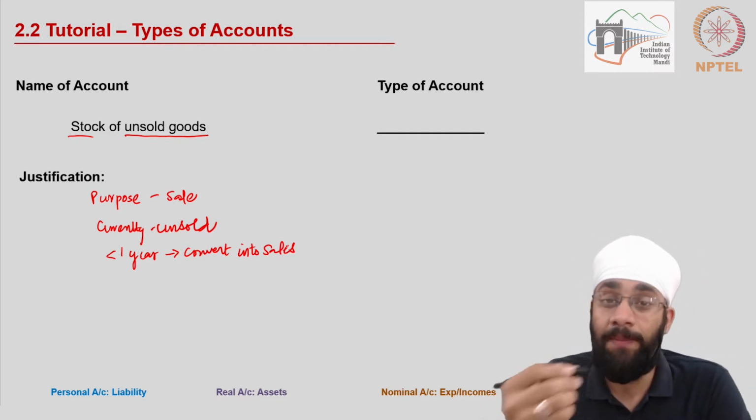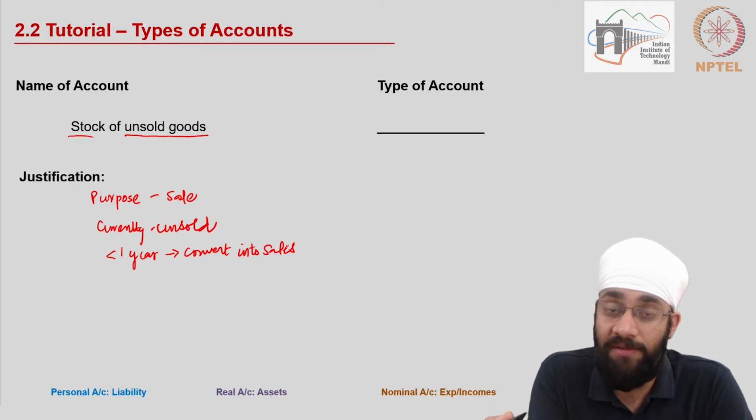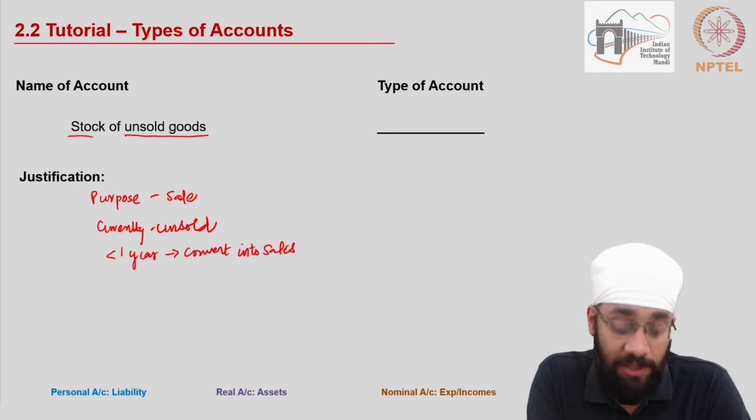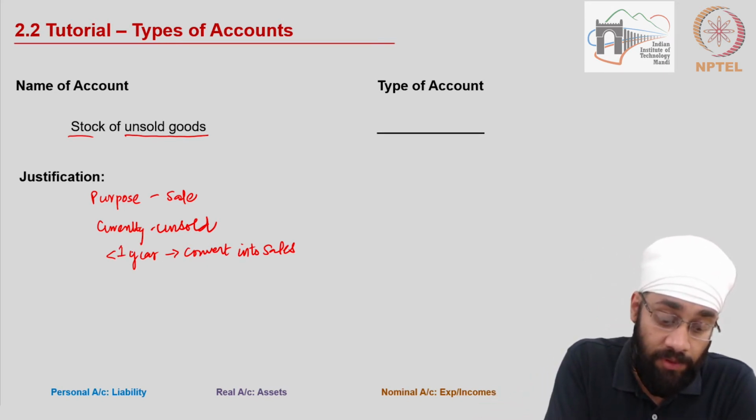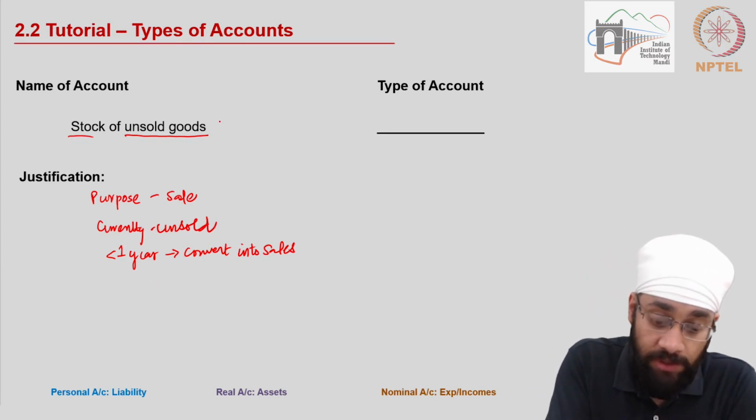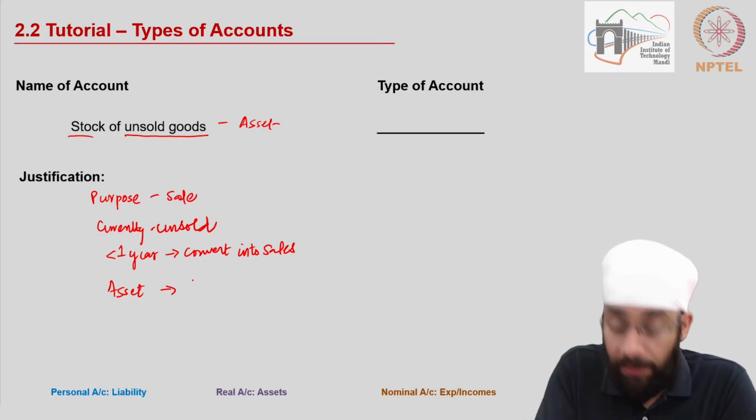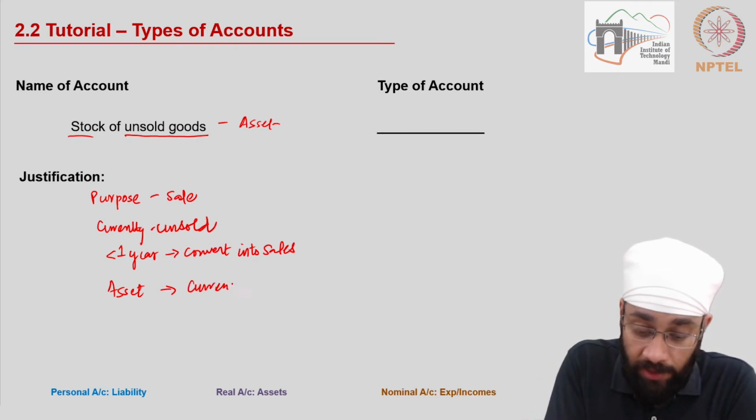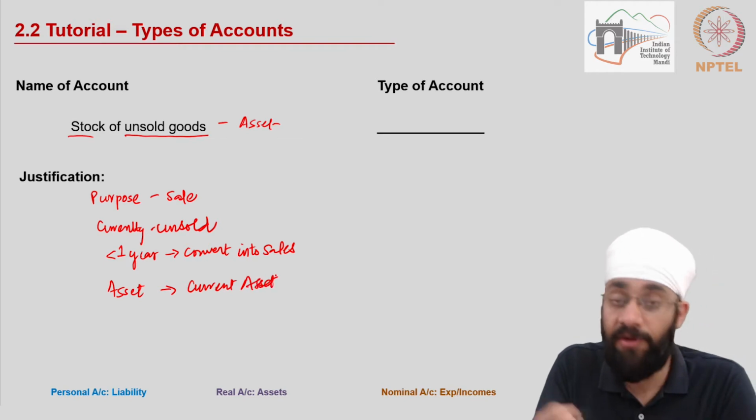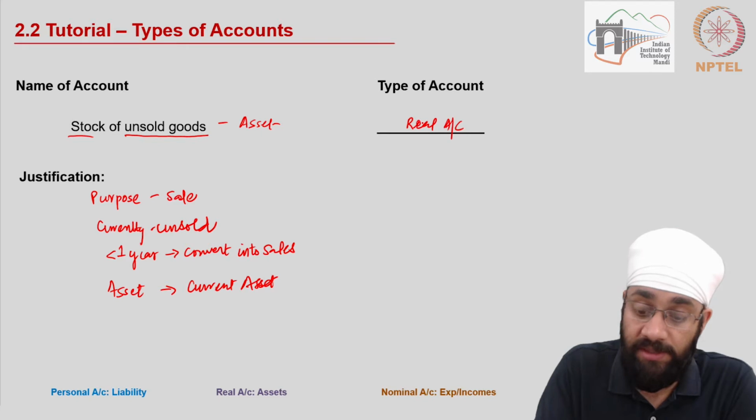So anything which is going to help you generate revenue in the short run, anything which builds capacity in the short run, and I've said that building capacity refers to converting things into sales, making more money as soon as possible through revenues. Therefore, the unsold stock is also an asset. This is an asset, and since it helps you build temporary capacity, this is a current asset. And it doesn't matter whether it is a current asset or non-current asset, it is going to be a real account. All assets are real accounts. That's the rule.